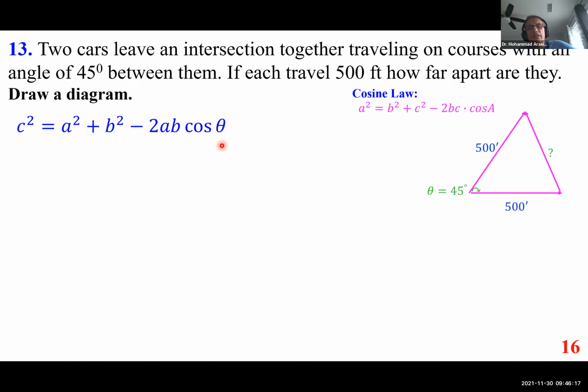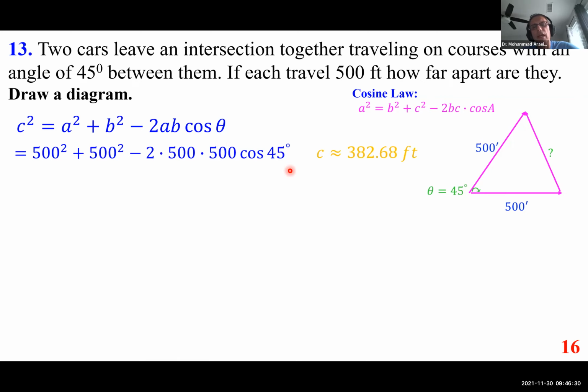And so plug in. A and B are 500, and the included angle is 45 degrees. I'm going to assume everybody can do the math. Plug it into a calculator, and the side C will be found, which is the distance between the two, 382.68 feet.